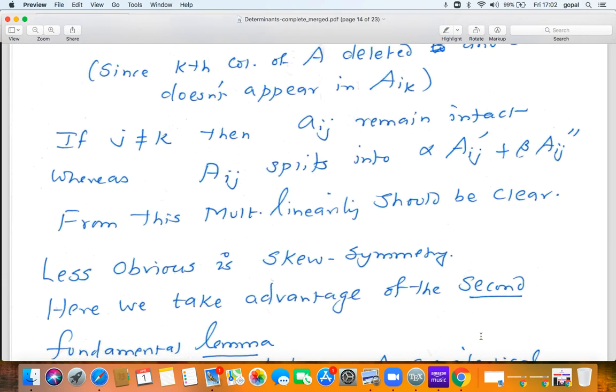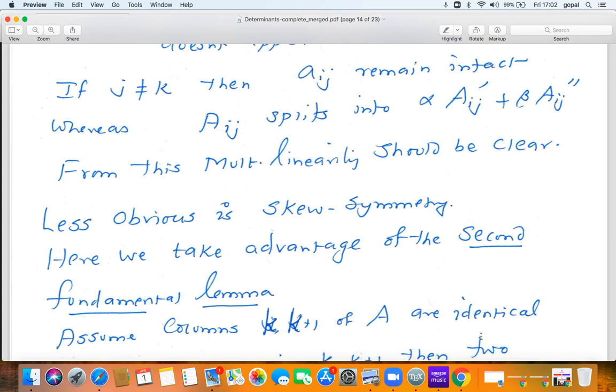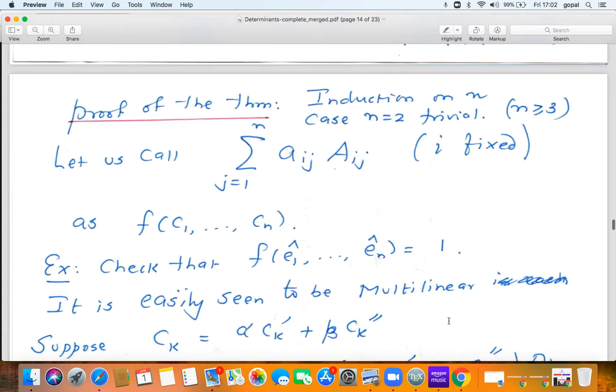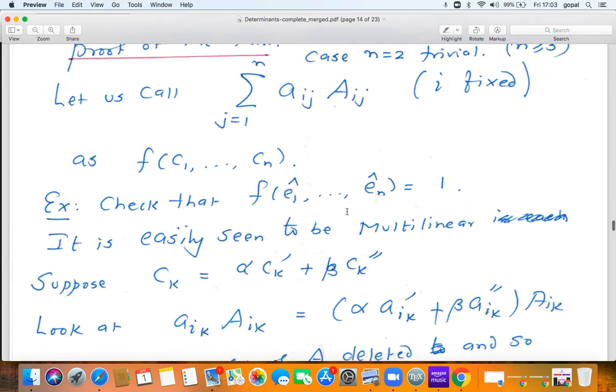What we are to show is that this expression, summation j from 1 to n of aij capital Aij, when I think of it as a function of the columns of the matrix, vanishes, giving 0, when Ck and Ck plus 1 are equal. When I take two adjacent columns to be equal, I'm going to get the value 0. But once I prove that, by the second fundamental lemma it will follow that this function is skew symmetric, and if it is skew symmetric, then it has to be the determinant of A by uniqueness.